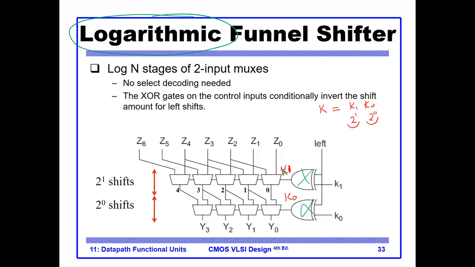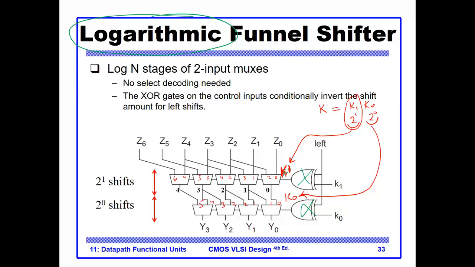So what do I do? First of all, I move bits by two positions based on K here. Then I move bits by one position based on K here. So right now, look at what I do here. Here I'm choosing between Z0 or 2, Z1 or 3, Z2 or 4, Z3 or 5, Z4 or Z6. I'm choosing between every bit and the bit which is away from it by two positions. Why? Because the weight of K1 here is 2 to the 1, meaning two positions. So first I move bits by two positions. Then I number the outputs 0, 1, 2, 3. Then I move by one position based on K0. So 0, 1, 1, 2, 2, 3, 4, and 5.